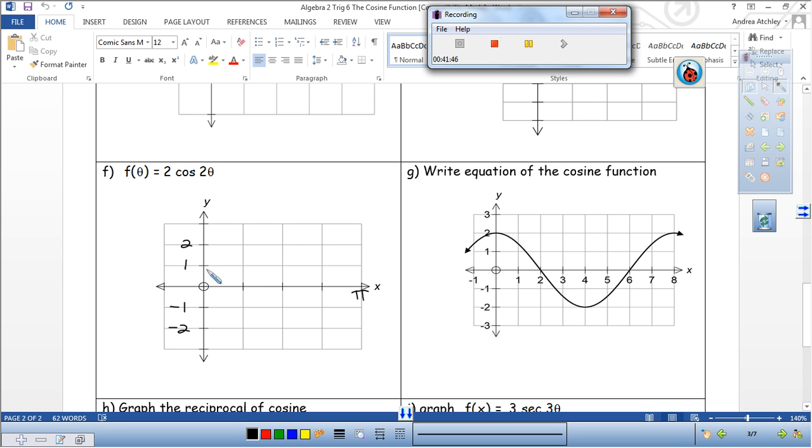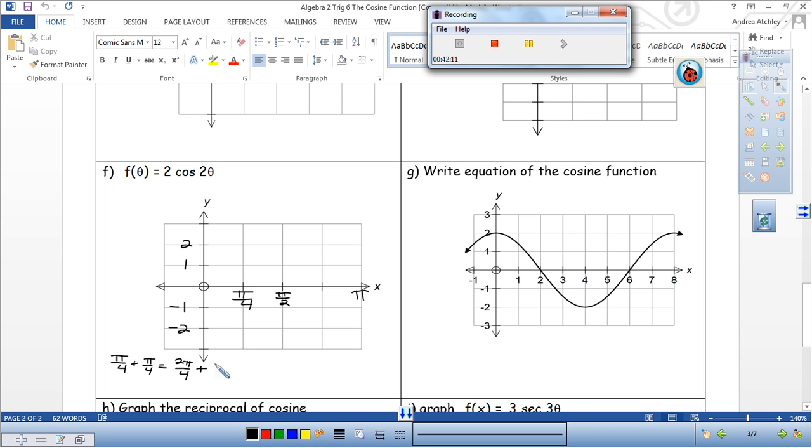So what goes at the beginning? Can someone tell me? Adding pi over 4. Pi over 4. You're still having issues counting. You guys don't know your fractions. Okay, pi over 4 plus pi over 4 is 2 pi over 4, which reduces to pi over 2.